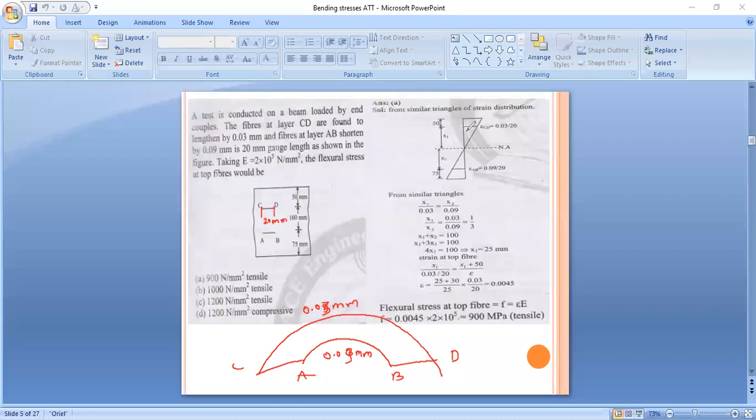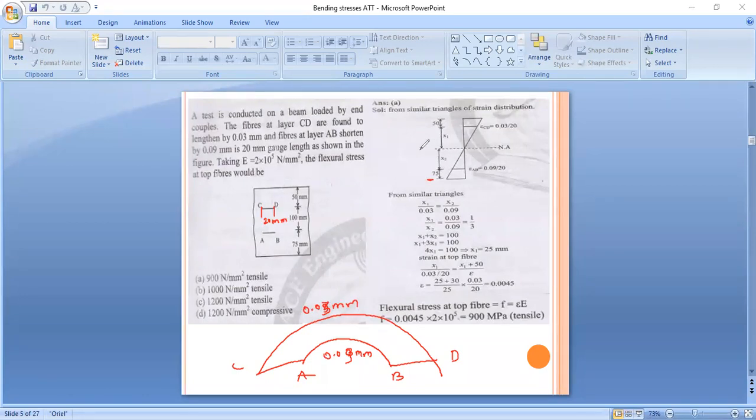From top to CD portion distance is 50 mm. Please observe in the figure. After that, from bottom fiber to AB portion distance is 75 mm. And from CD to AB, 100 mm is given.